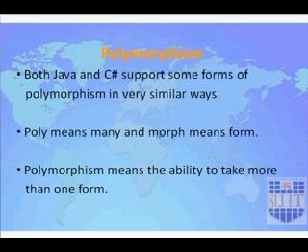Poly means many and morph means form. Polymorphism means the ability to take more than one form. The behavior depends upon the types of data used in the operation.